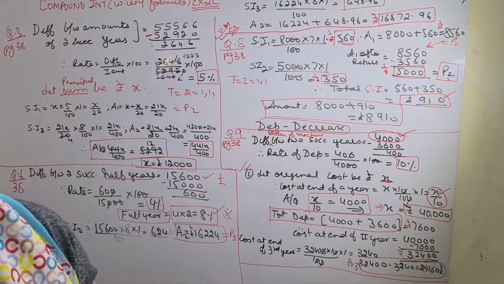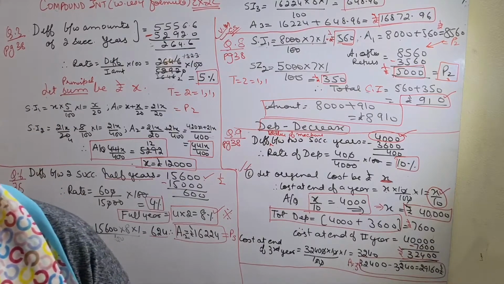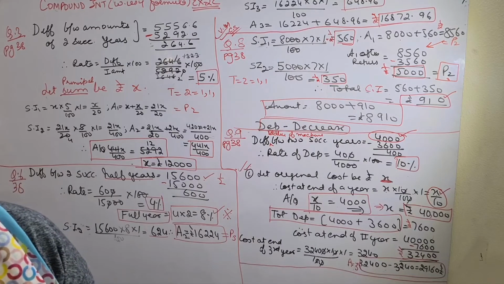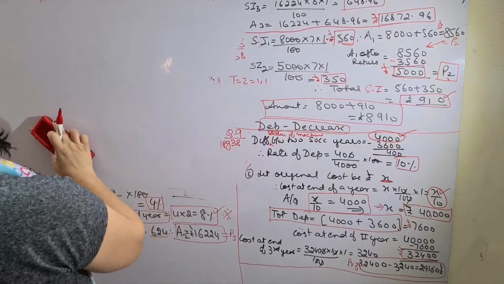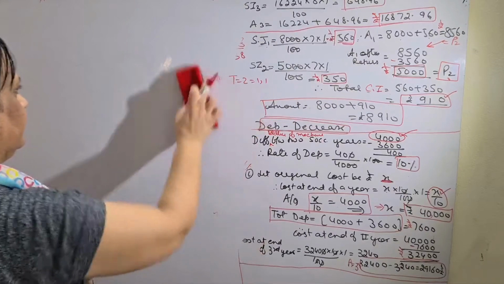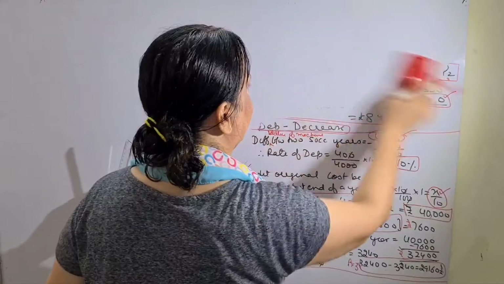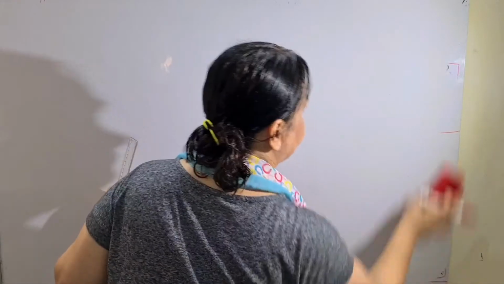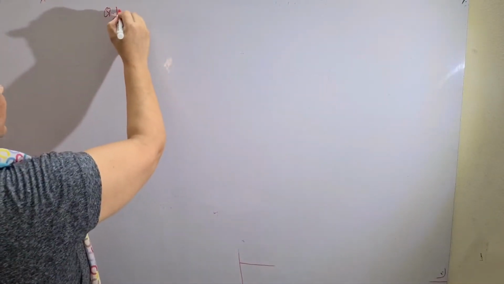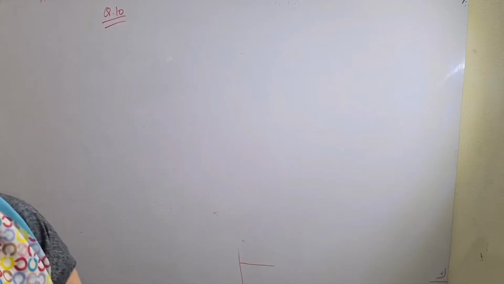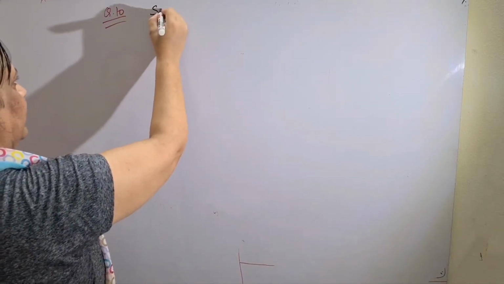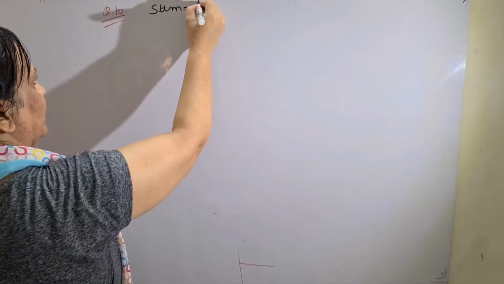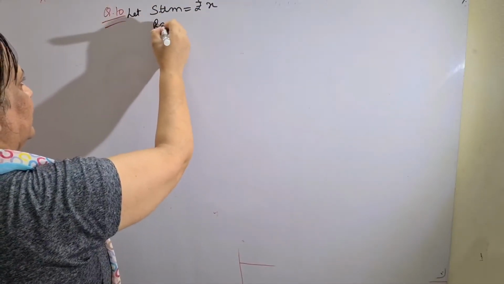Then come to question number 10. I'll give you a little hint about this question. Find the sum invested at 10% CI. So let the sum be rupees X, and he says that 10% is the rate. So I will take the rate to be 10%.